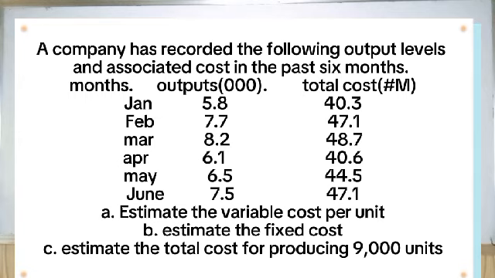April 6.1, total cost is 40.6. May 6.5, total cost is 44.5. June 7.5, total cost is 47.1. A, estimate the variable cost per unit. B, estimate the fixed cost. C, estimate the total cost for producing 9,000 units. So like I said earlier, we have been given total costs of producing in different months.